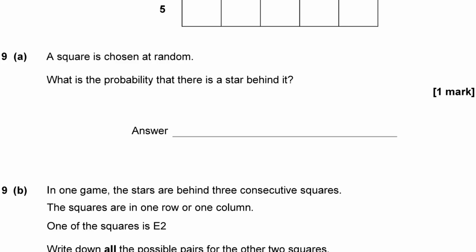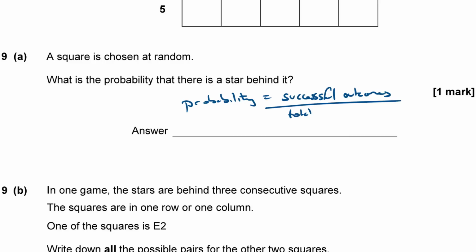Now you should know that probability is defined as successful outcomes divided by total outcomes. Now in this case there are 25 outcomes in total that you could pick. You can pick any one of those 25 squares, and 3 of those would be winning squares. So the probability that there's a star behind it is just simply 3 out of 25.